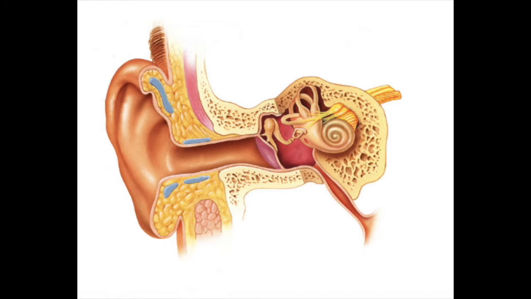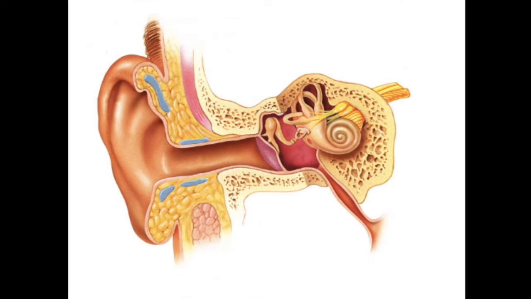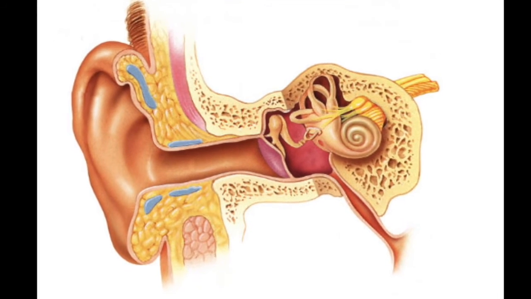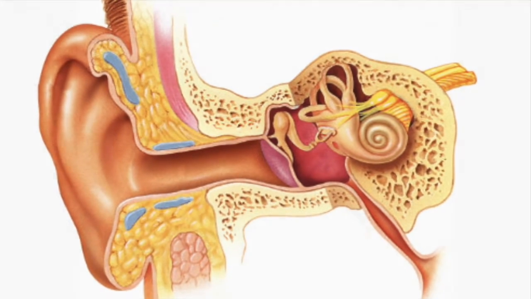Everybody understands, at least on some level, that the ear is responsible for our ability to hear. However, the ear also plays a role in allowing us to keep our balance. In this video, we will discuss how these functions are performed as we move from the outer to inner ear.